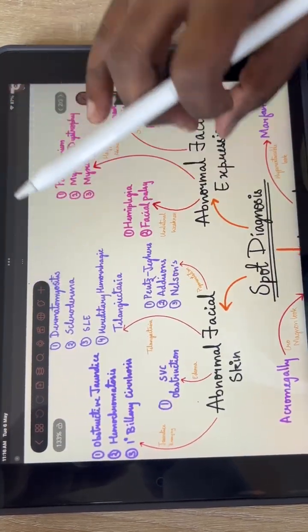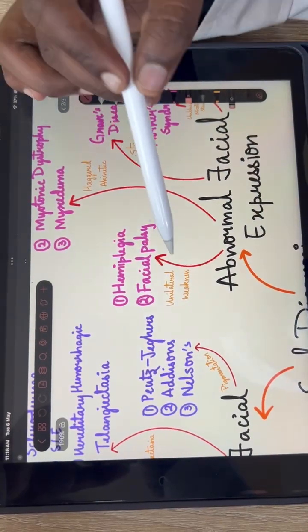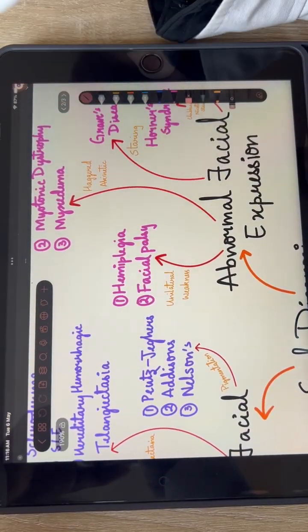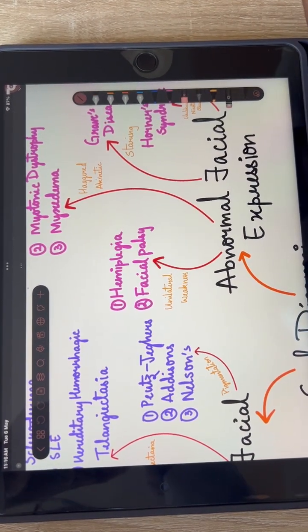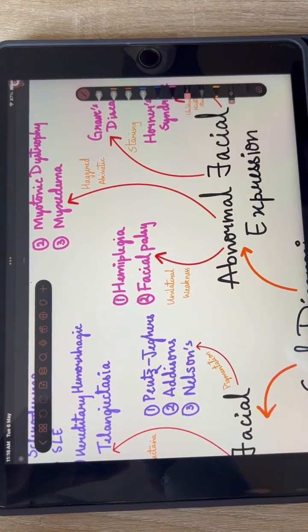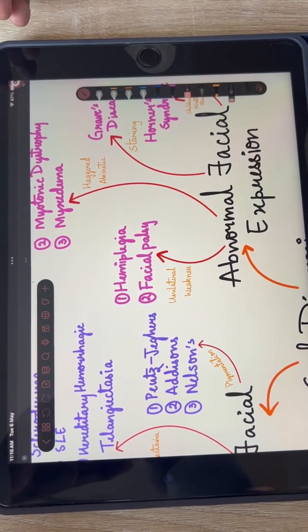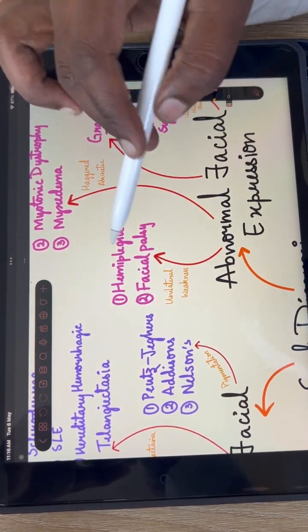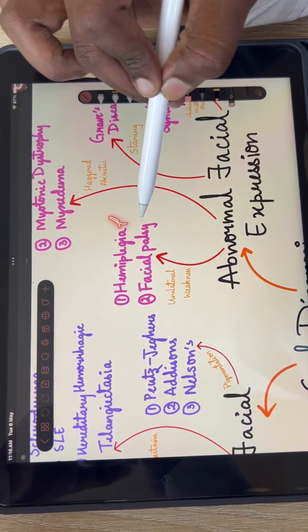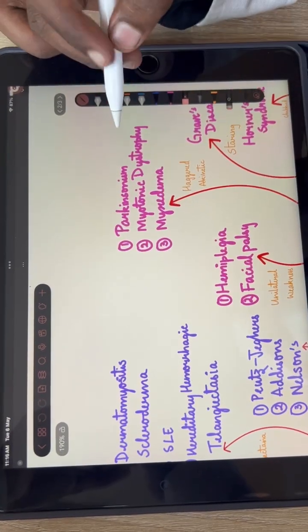And then let's move on to the abnormal facial expressions. For abnormal facial expressions, we will see unilateral weakness. That is, weakness on one side of their face. Whenever they're talking, they're going to move one side of the face a lot, and less movement on the other side of the face. This can be caused in hemiplegia and facial palsy. You see this in these two diseases.